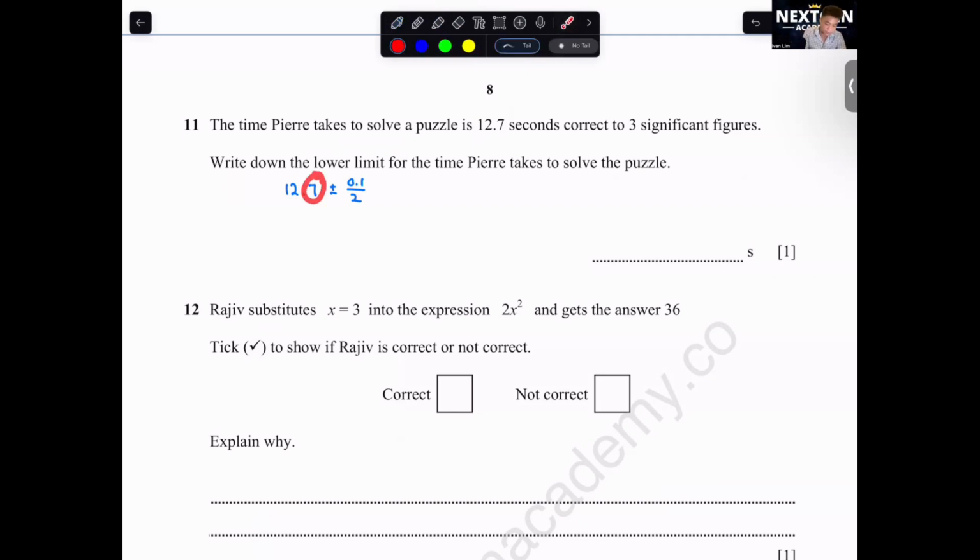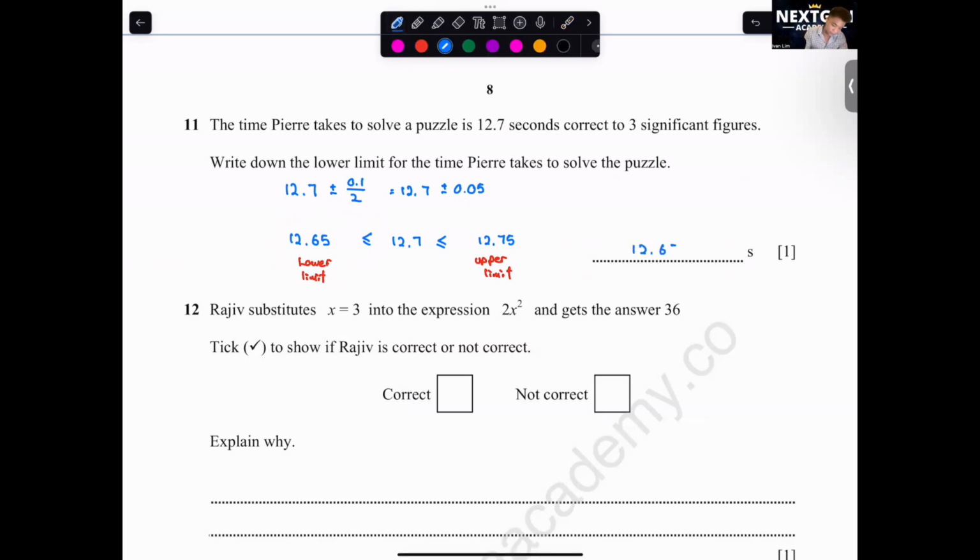Okay, you have to take the smallest unit over here because this is the third significant figure. You take this plus minus 0.1 over 2. This is the formula. So it will be 12.7 plus minus 0.05. Okay, if I were to write down the lower limit and upper limit, it will be like this. 12.65. This is 12.7. Then your upper limit will be 12.75. Okay, so this is called your lower limit or lower bound. Then this is called your upper limit or upper bound. Okay, so the lower limit will be this one, 12.7 minus 0.05, which is 12.65 seconds.